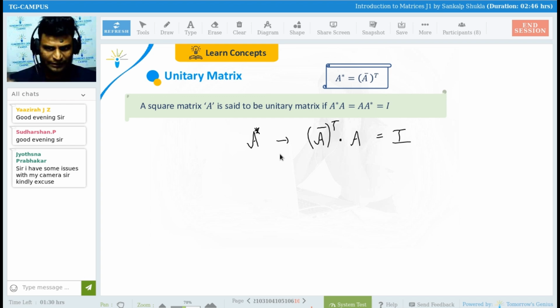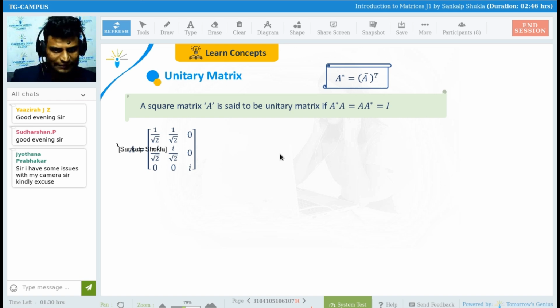You can just write the property only. What is the condition for unitary matrix? What is the condition for orthogonal matrix? What is the condition for Hermitian? What is the condition for Skew Hermitian? Okay, in this manner, you can do that.